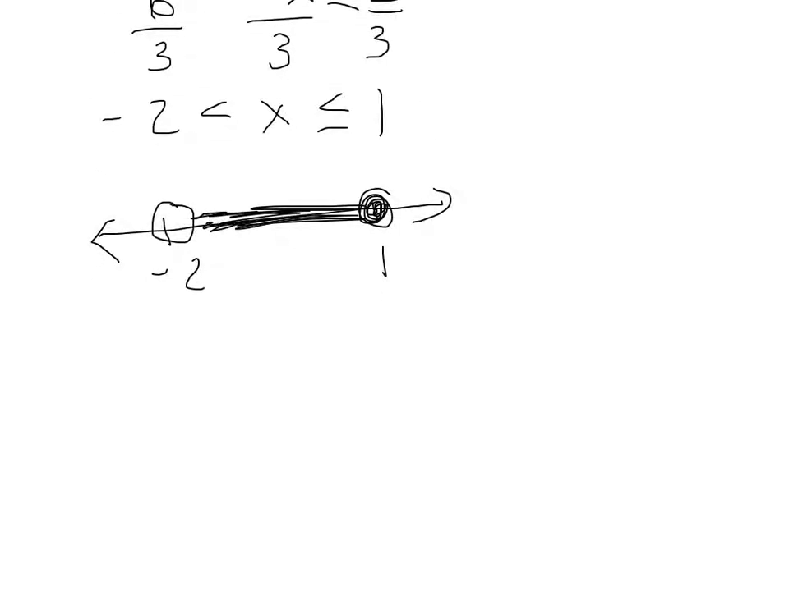In interval notation, we use parenthesis to show it cannot be equal to negative 2. It can be equal to 1. That's a square bracket.